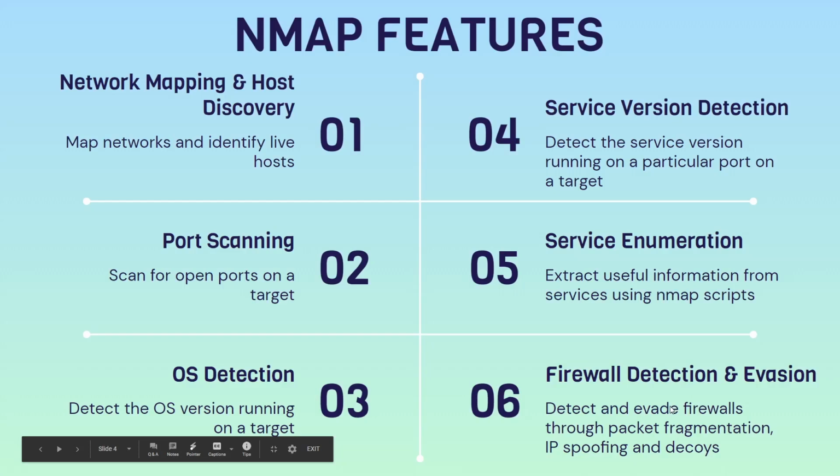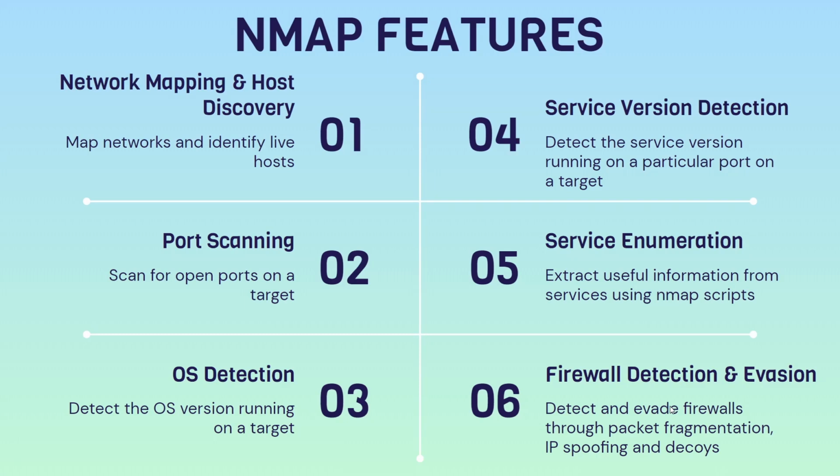Now, let's take a look at some of the core features of nmap that make it such a useful tool. One of them that we've already covered is performing network mapping and host discovery. So it allows you to map your networks and identify live hosts on that network. Secondly, we have port scanning. This is very important. So this allows you to scan for open ports on a target.